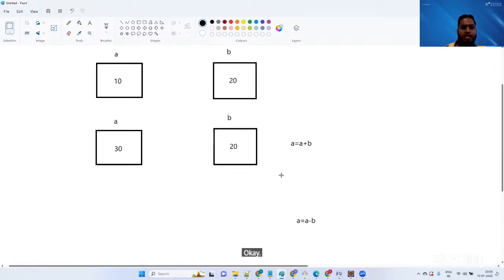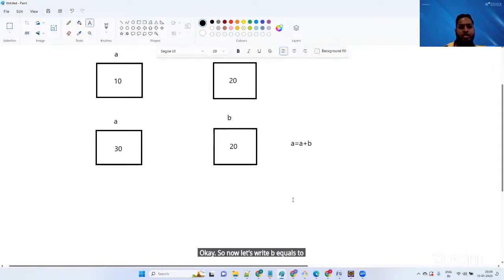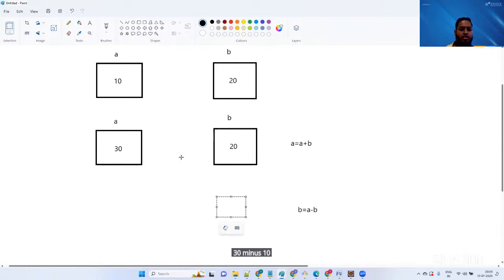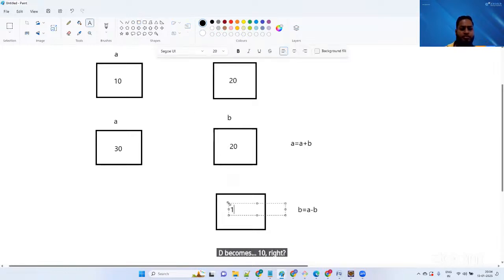So now let's write B equal to A minus B. Let's write like this, okay? B equal to A minus B. So what will B become? 30 minus 20. B becomes 10, right? So after this, B becomes 10 and A remains 30.